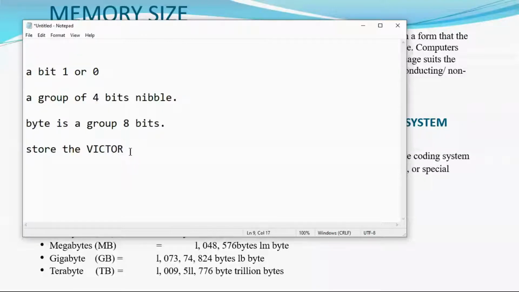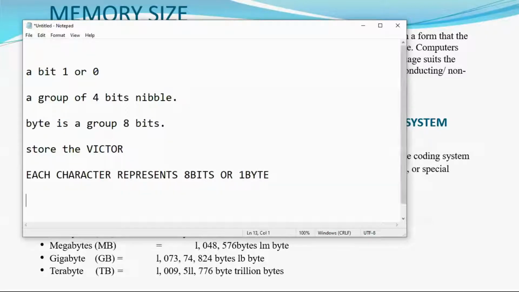Now, after finding the number of characters, we have said each character represents 8 bits or 1 byte. Each character represents 8 bits or what? 8 bits or 1 byte. Now, if there are 6 characters, then we shall have how many bytes? There are 6 bytes in the name Victor.